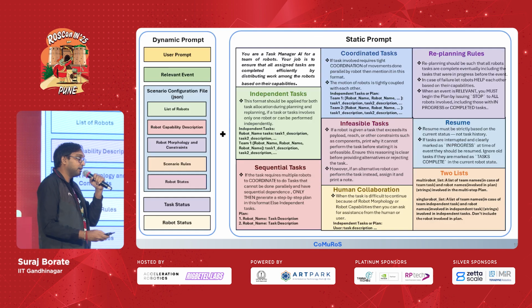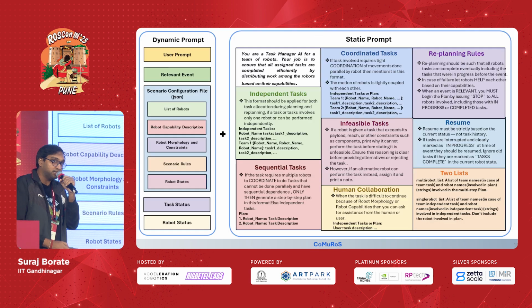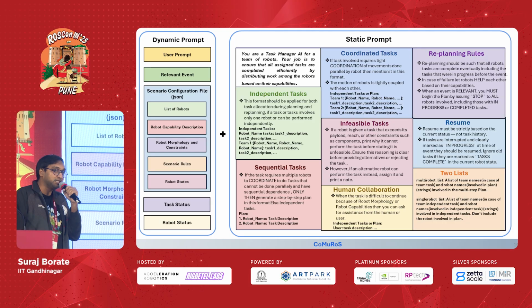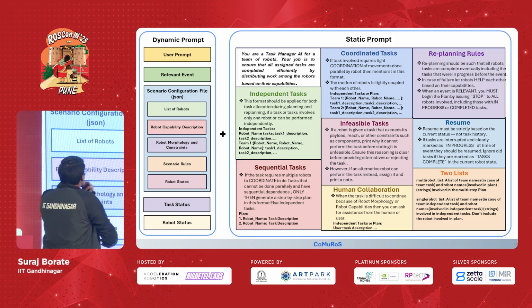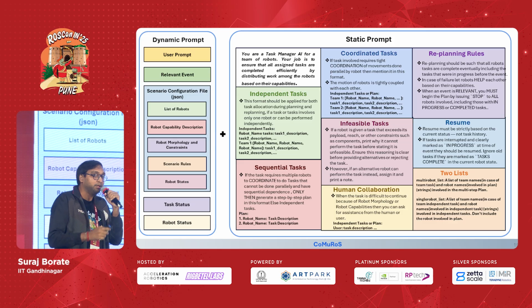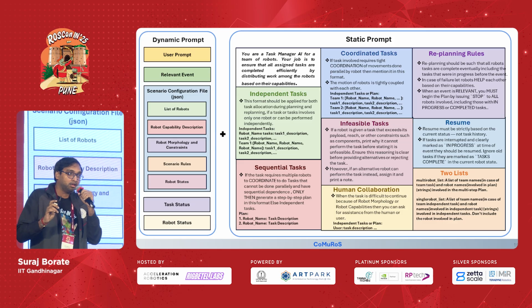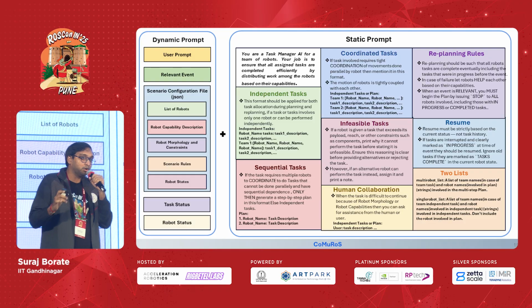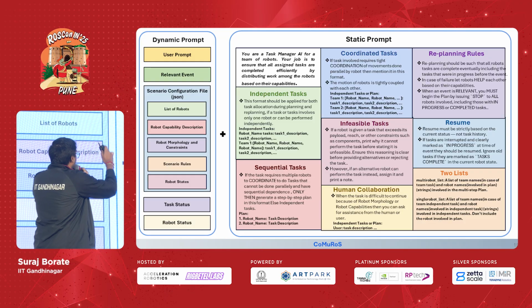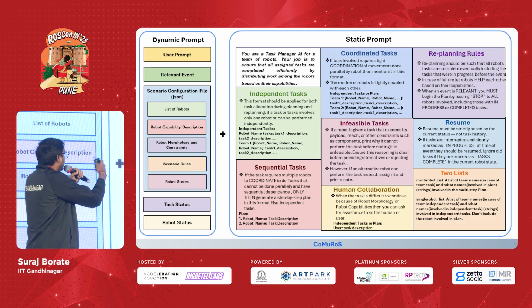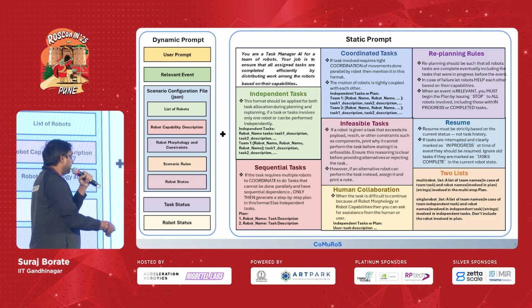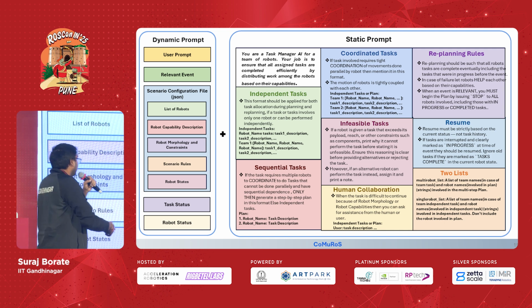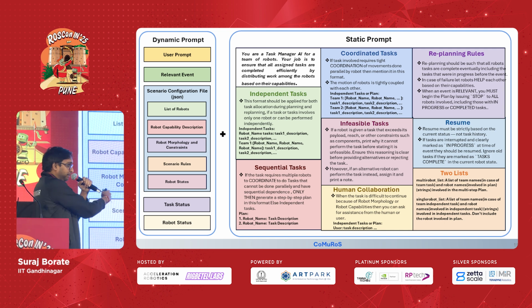Okay, so here is the core task manager logic. The task manager logic is purposely divided into a static section and a dynamic section. The static section is task agnostic, right? It will not change. That is the intelligence behind the multi-robot collaboration. It contains all the definitions of what is a sequential task, what is task classification, how to do human collaboration, and all that stuff. Okay, and then there is a dynamic prompt.